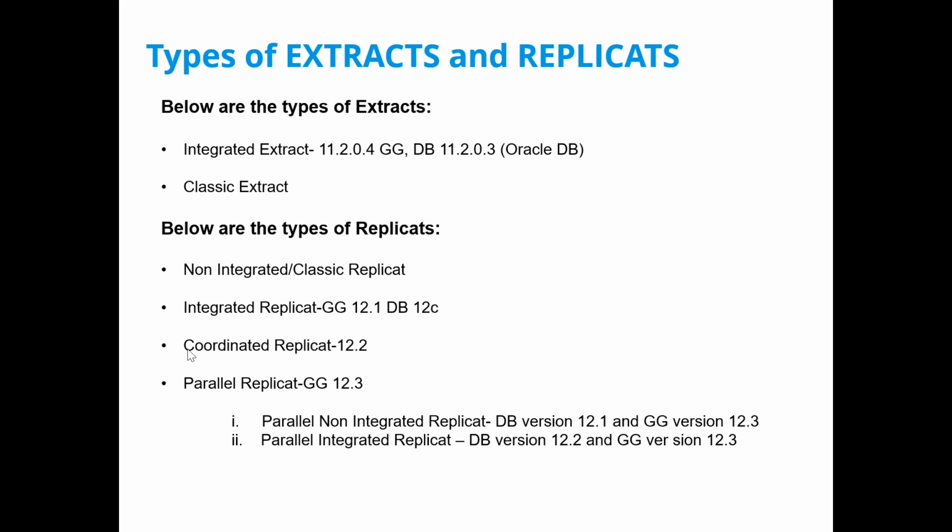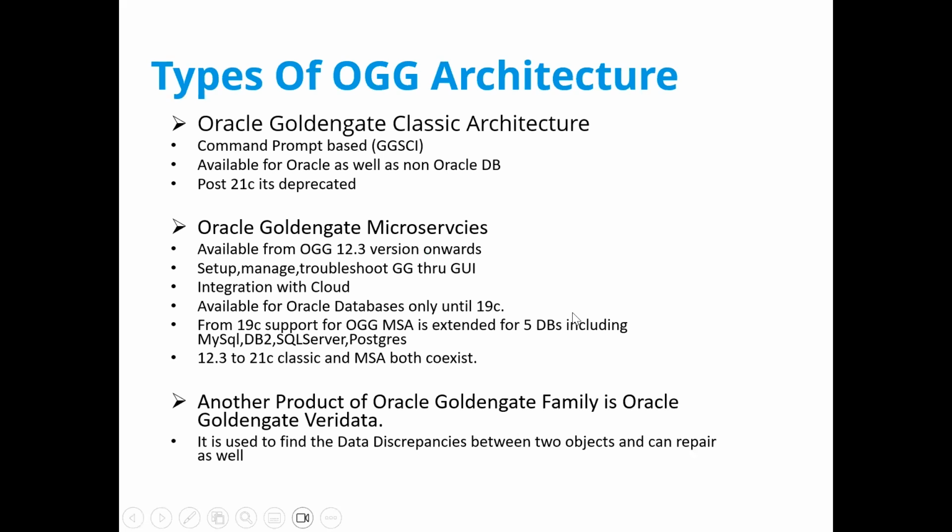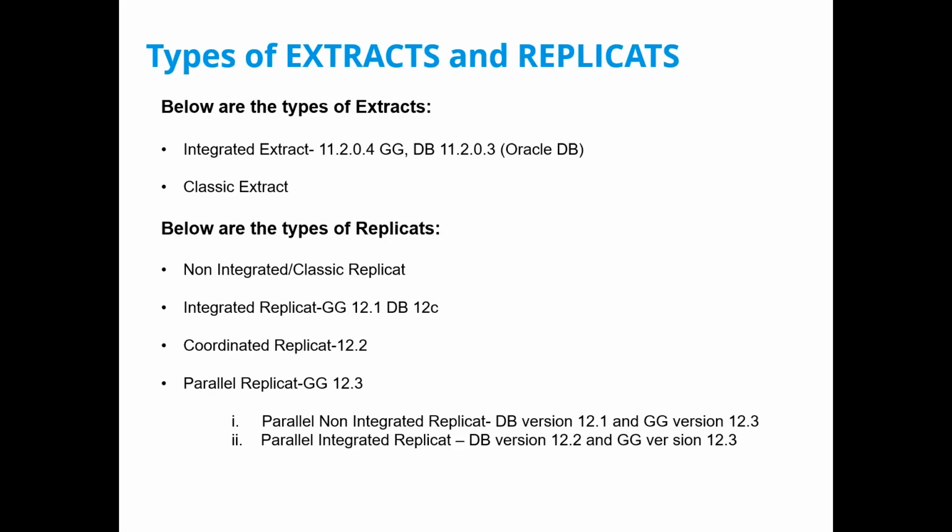To be very honest, the coordinated replicat was introduced in between in Oracle GoldenGate, but it wasn't used that much. So now either parallel replicat or integrated replicat is implemented, or if they are not supported, then classic replicat is widely implemented. Now when you implement classic architecture, you have different types of extract, like integrated extract or classic extract. Then you can create classic non-integrated replicat, integrated replicat, coordinated replicat, or parallel replicat.